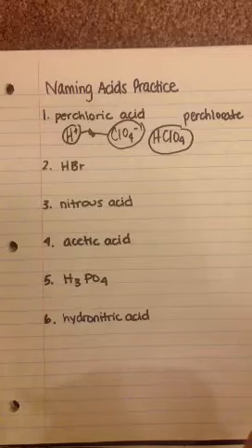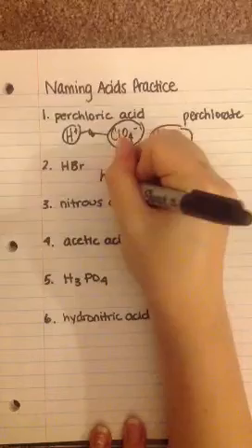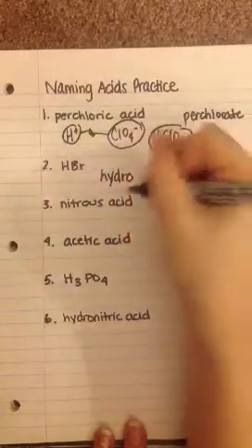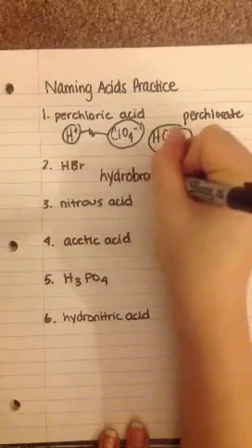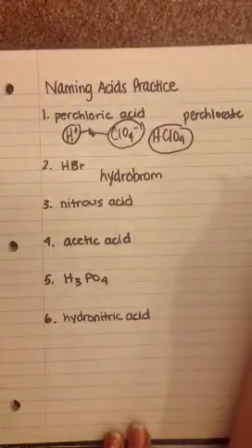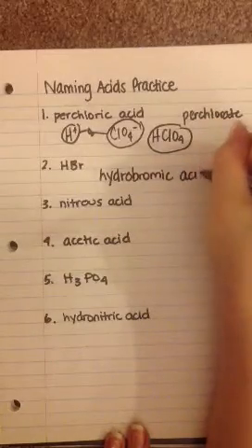Number 2, HBr. I notice there's no O, so I'm going to start with hydro. And then my blank will be bromine, so brom- being the piece I need, -ic, hydrobromic acid.